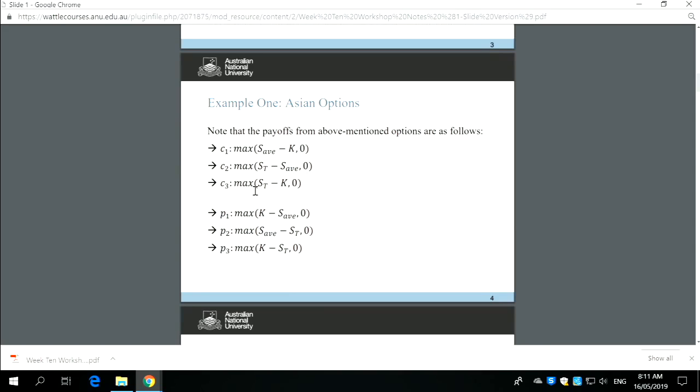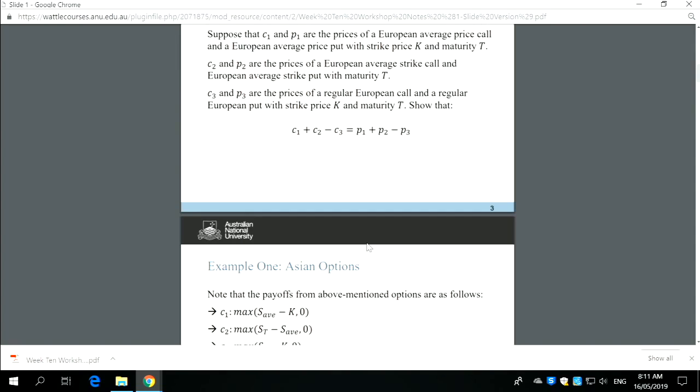And the last one is something we're really familiar with, which is your regular European option. Simply the final spot price minus the strike price. Okay, and the same thing goes for put options. The first is the average price put, second is your average strike put, and lastly is your regular put. Okay? Now, let's have a look, what do we try to achieve here?